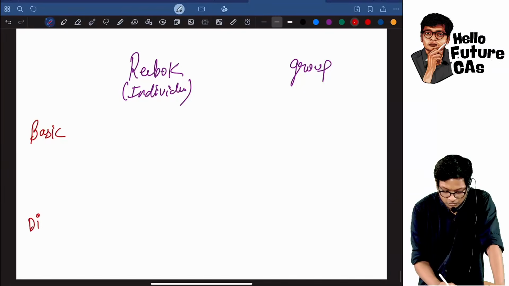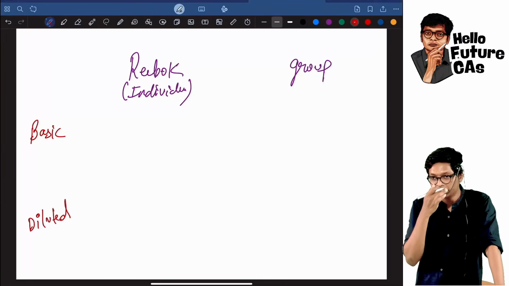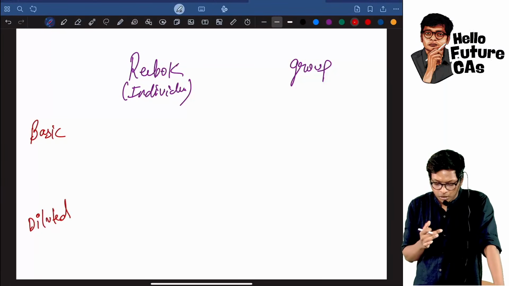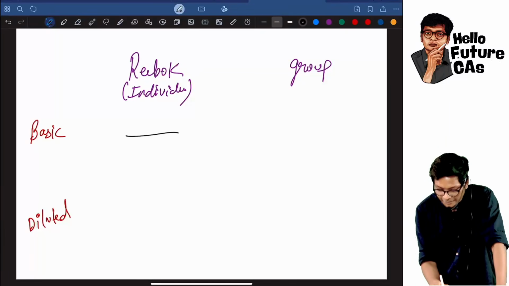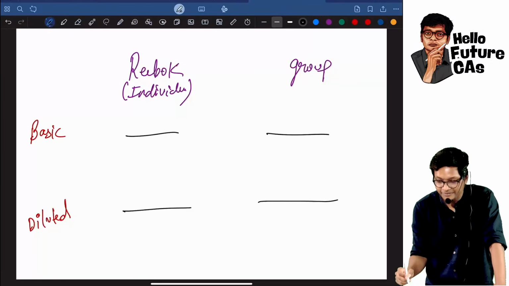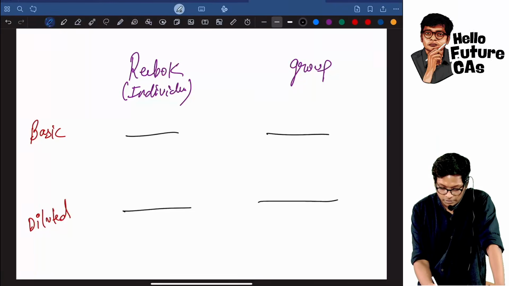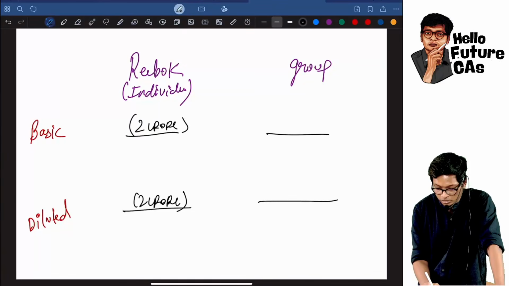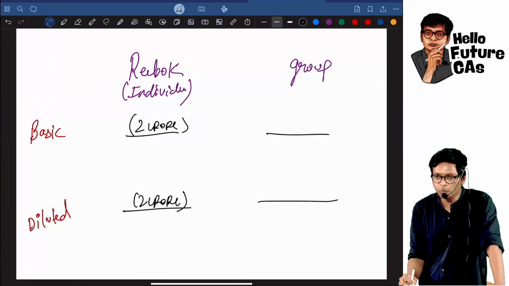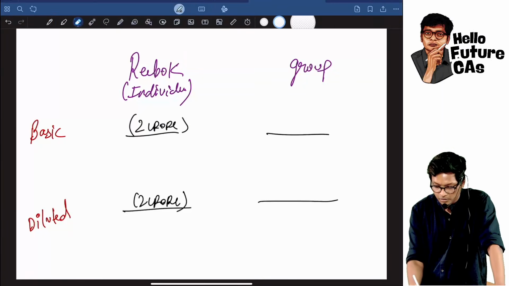Basic, diluted. Correct? Now, the numerator is easy, guys. Let me fill it in. I told you, the numerator is easy. They have given, for Reebok, what is the numerator? Reebok loss of 2 crores. Here also 2 crores loss. Correct? As a group, what is the profit? 40 lakhs.